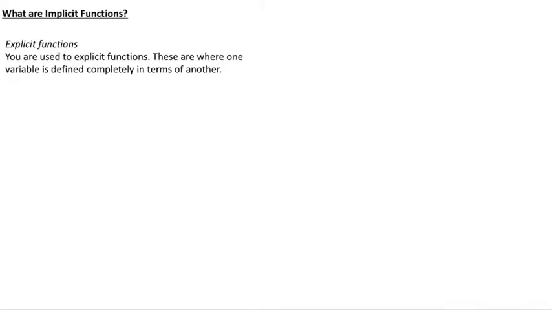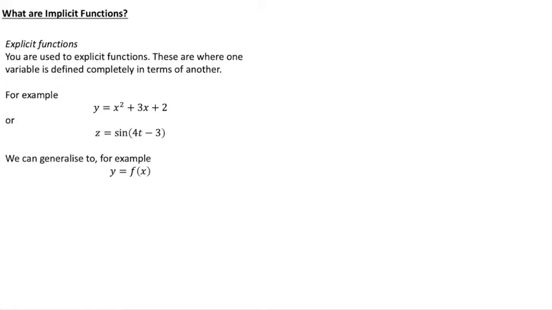Well, a good way to look at it is to start with what we already know about, which is explicit functions, and you're used to them, and these are where one variable is defined completely in terms of another. So for example, we have y equals x squared plus 3x plus 2, so y is defined in terms of x. Or, for example, we could have z equals sine of 4t minus 3. So z is defined in terms of t.